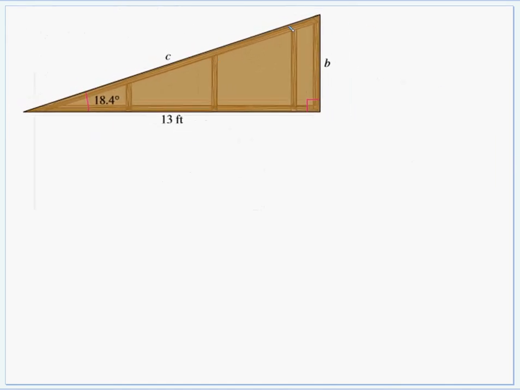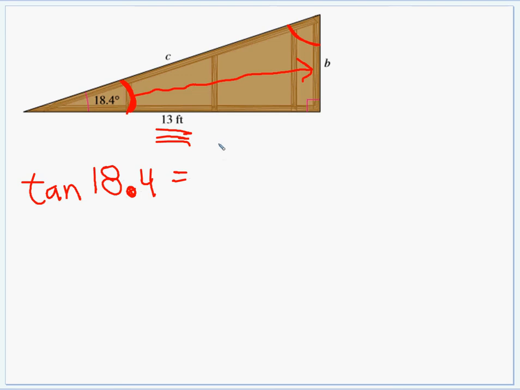So we could find the missing angle, but we really don't need it. We can do everything from the 18.4 degree angle's perspective. So let's see, we've got the adjacent side, and one of the sides we want is the opposite side, B. So if we want to find B, opposite, we have adjacent. What trig function deals with opposites and adjacents? That would be tan. The tan of 18.4 degrees is equal to opposite B over adjacent 13.